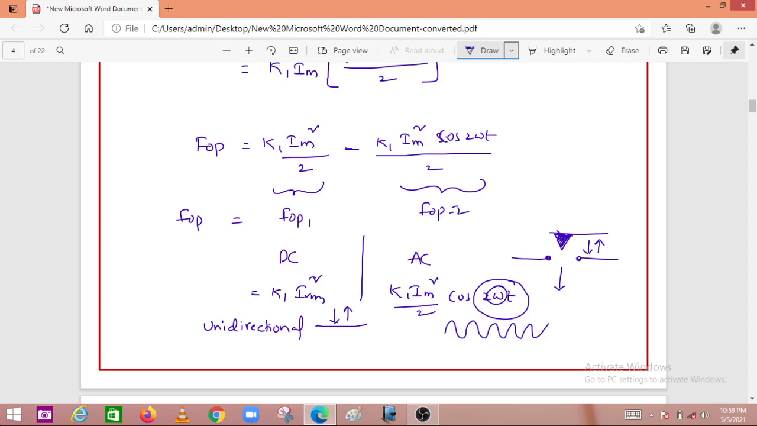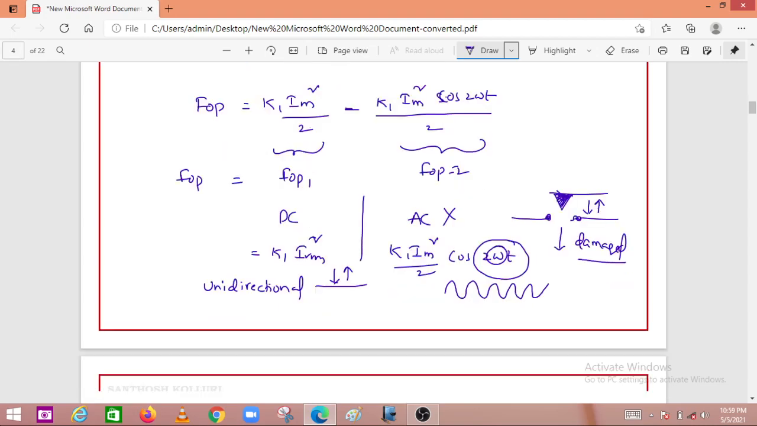It will be moving in upward and downward direction like this. So what is happening? The relay contacts will be damaged here. That's the drawback of using the electromagnetic attraction type of relay for AC application. So there is a limitation for AC application, but we can use it for DC application.